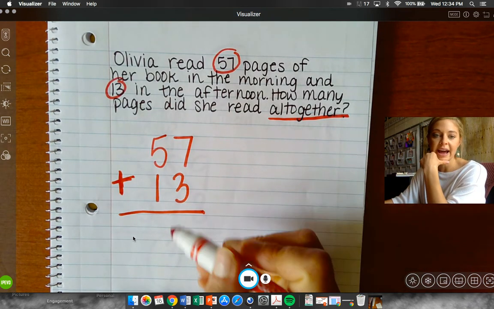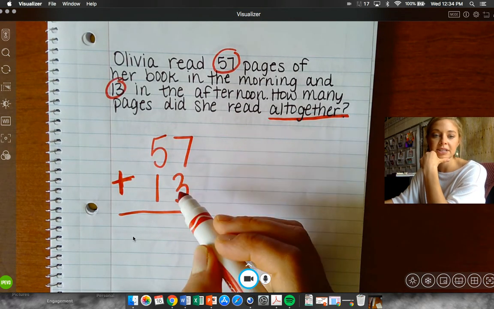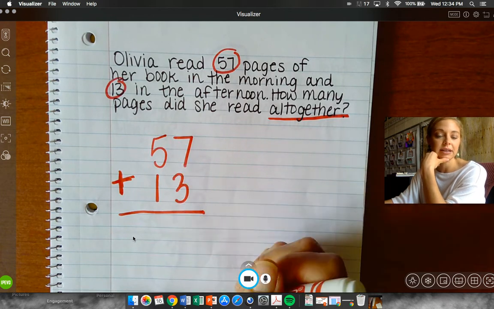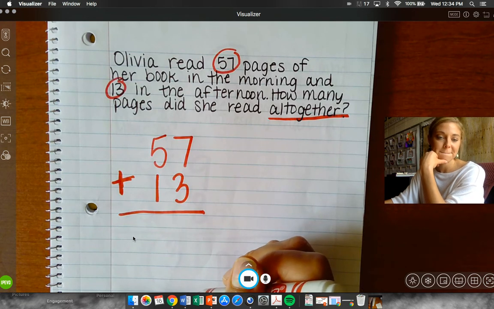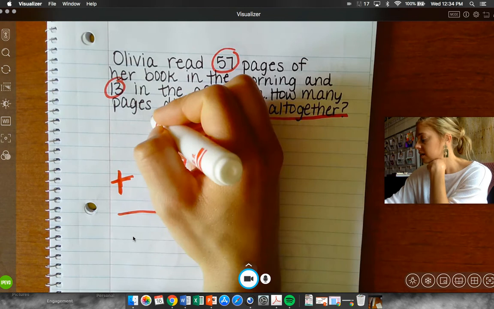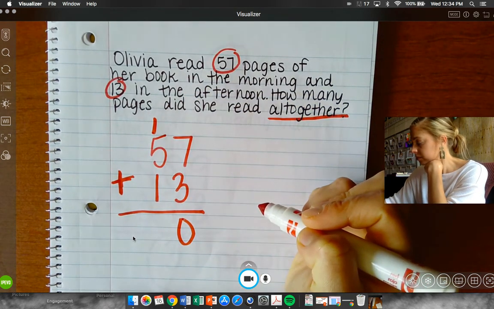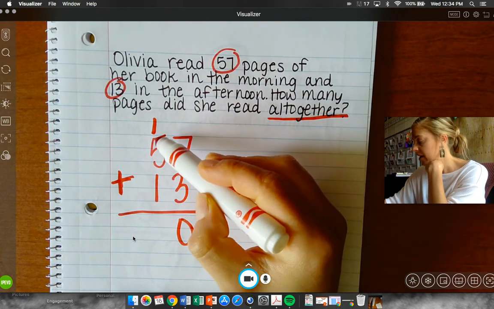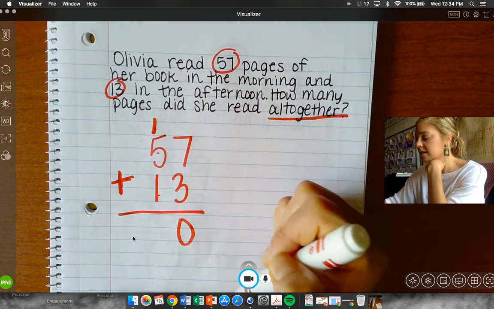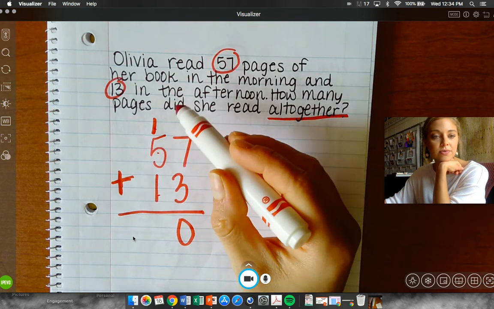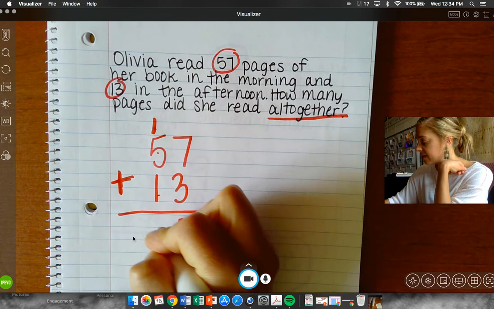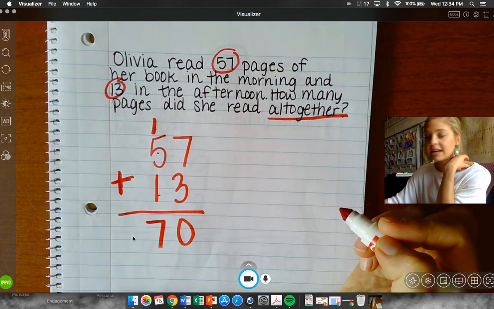Okay, so I have 57 plus 13. I always start in the ones place. So I have 7 plus 3. 7 plus 3 equals what? 10, right? So I made a 10. Had 0 ones left over. Now I have 1 plus 5 plus 1. Well, if I add 2 of those first, 1 plus 5 is 6, plus 1 is 7. So 70 is part of my answer.